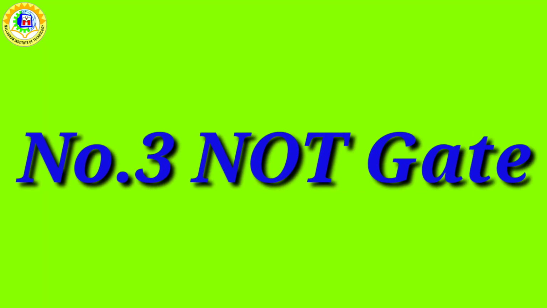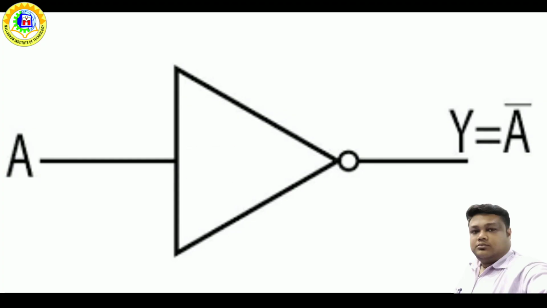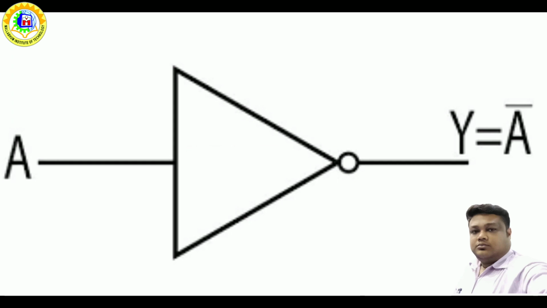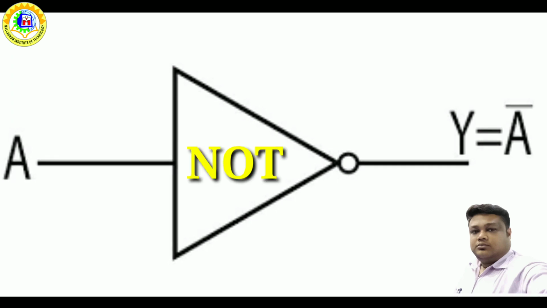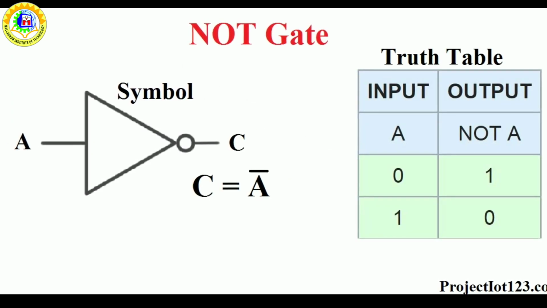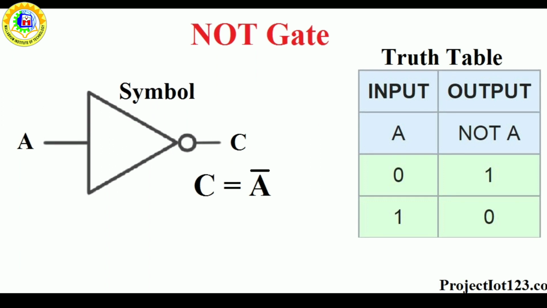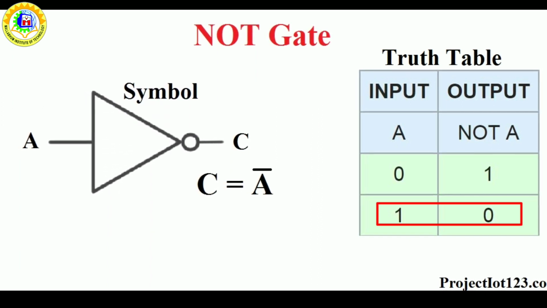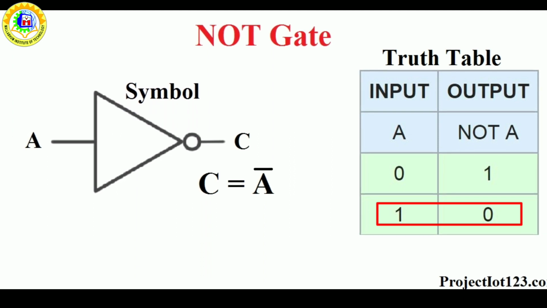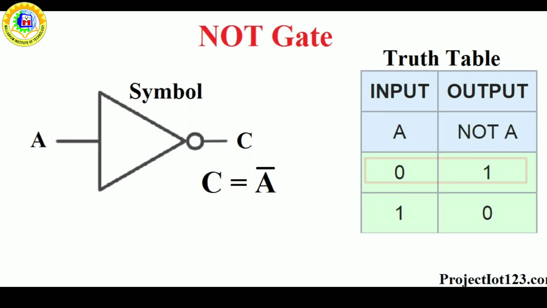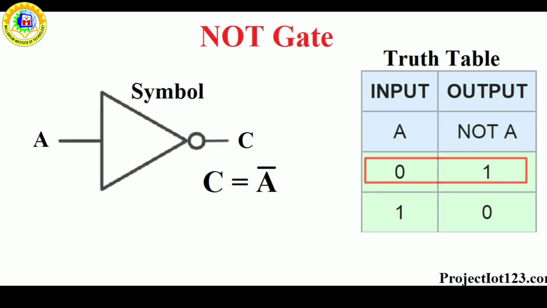Number 3, NOT gate. A logical inverter, sometimes called a NOT gate to differentiate it from other types of electronic inverter devices, has only one input. It reverses the logic state. If the input is 1, then the output is 0. If the input is 0, then the output is 1.